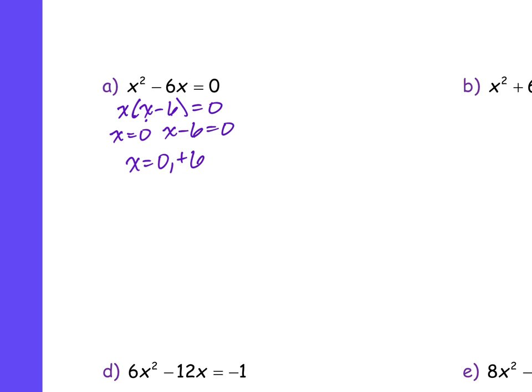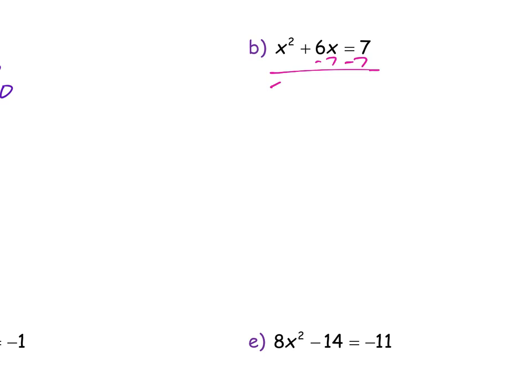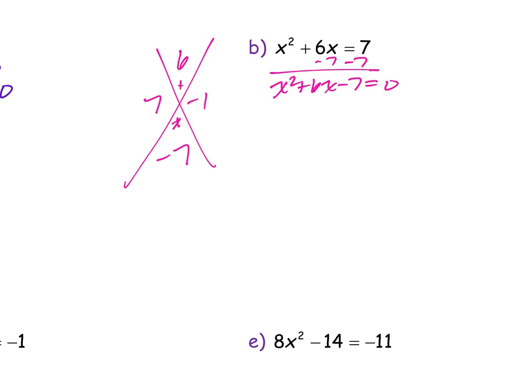This one I subtracted 7 from both sides, and I got x squared plus 6x minus 7 equals 0. And I said, what multiplies to be negative 7 and adds to be 6? 7 and negative 1, so it factors to x plus 7 and x minus 1 equals 0. So x equals negative 7 and positive 1. If you want to do the quadratic formula, you should get the same answer.